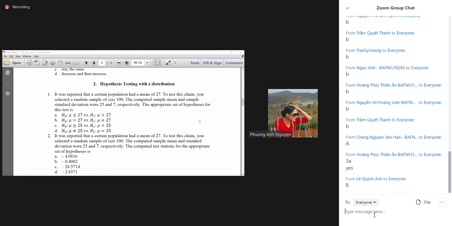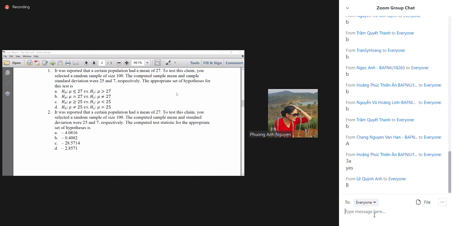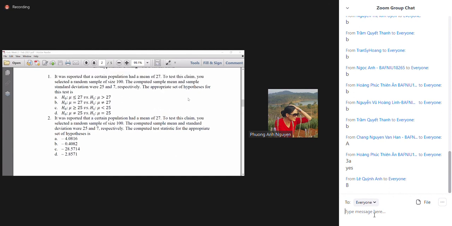Two here. Two again. H0. I think it's the same question, but the only difference is the test statistic. They ask you what is the test statistic. H0, H1, we know them. So in order to test H0, we take a random sample of 100. So you write down everything you know: n equal to 100, right?